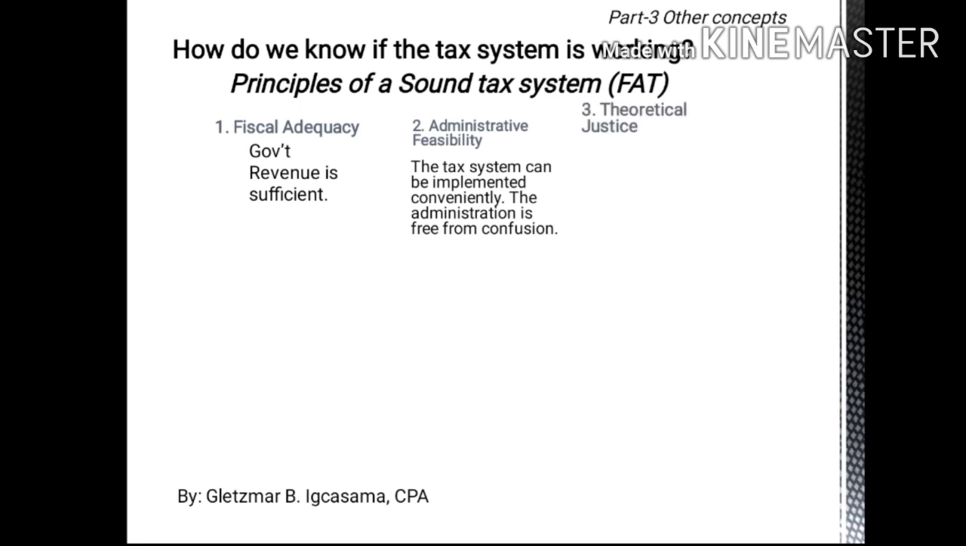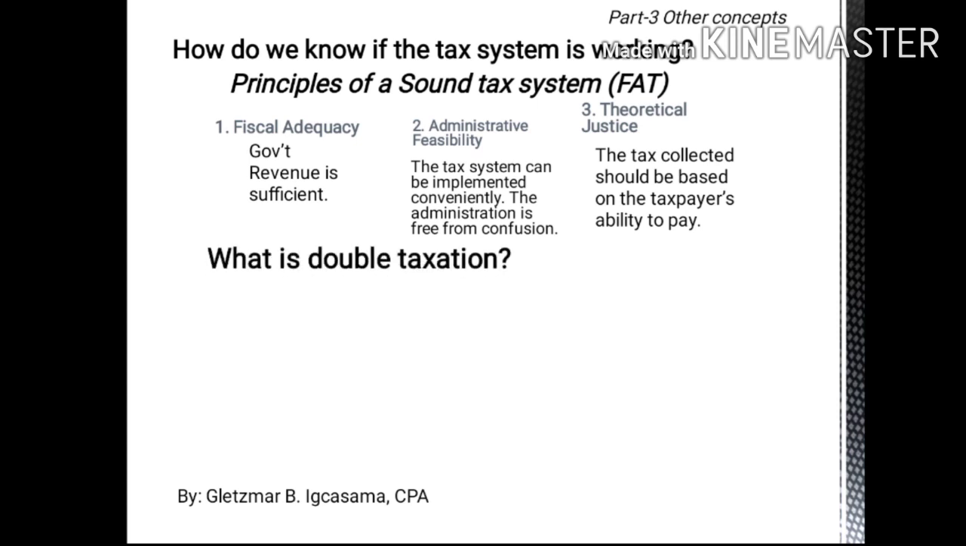And the last is theoretical justice. Theoretical justice, the tax collected should be based on the taxpayer's ability to pay. So that's why here in the Philippines, progressive ang ato. The higher the tax base, the higher the tax rate. Or the higher the tax base, the higher ang bayaran. So that's theoretical justice. So those are the principles of a sound tax system. A sound tax system is fiscally adequate, it's administratively feasible, and it's following theoretical justice.